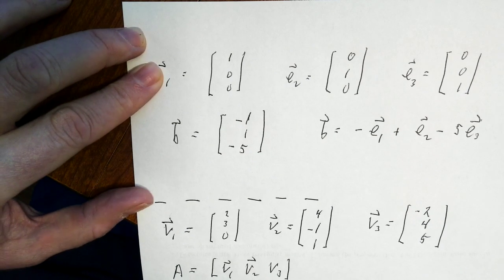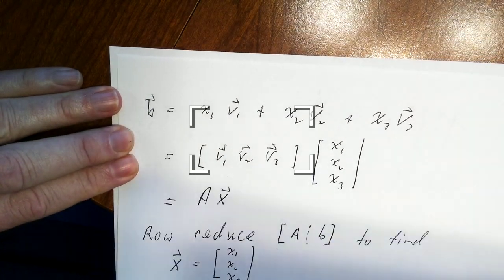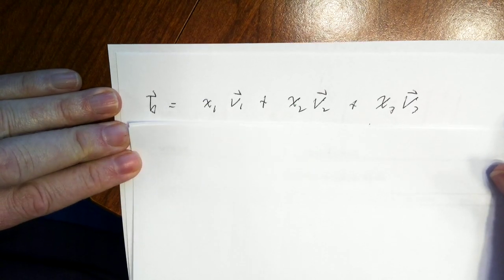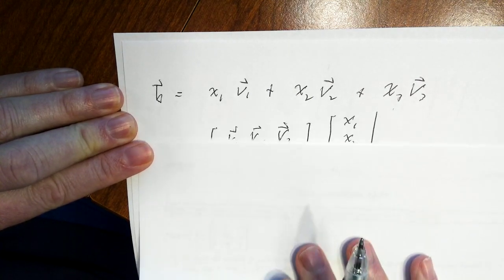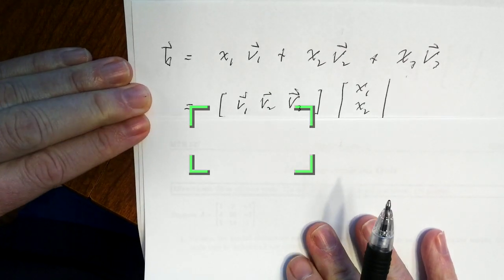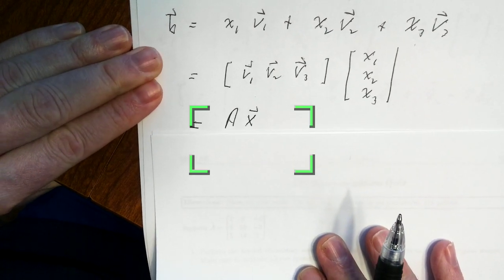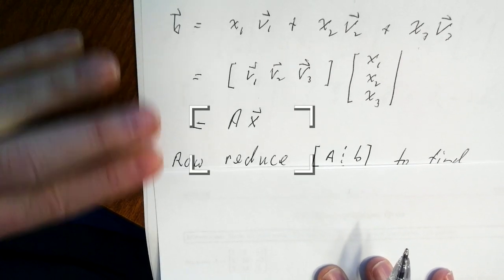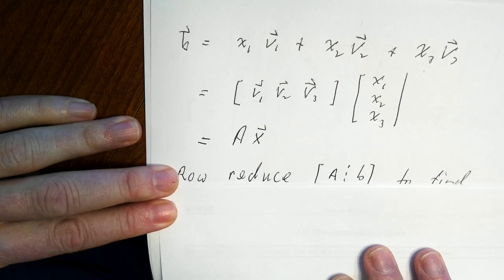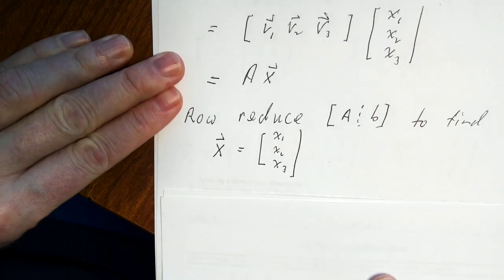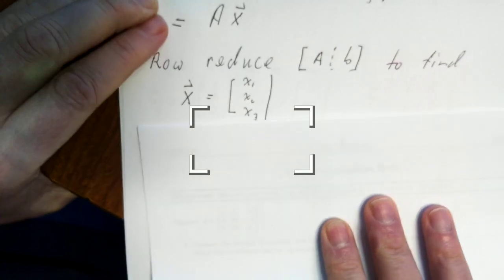Before we go on, I should state that if we have a vector like b from the previous page, and we want to write it as a linear combination of v1, v2, v3, we're trying to find the weights x1, x2, and x3 so that b is a linear combination like this. If we construct a matrix whose columns are v1, v2, v3, and a column vector whose values are x1, x2, x3, this is nothing more than the matrix A times x. So in order to find the weights, we have to solve the system of equations Ax = b. In general, for example, using the vectors on the previous page, to find the weights we actually have to create an augmented matrix, A augmented with b, and row reduce it to find out what those weights are.